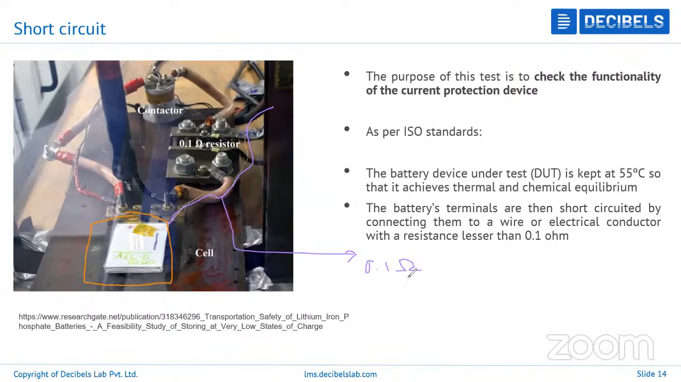Okay, so this is again as per ISO standards. It has been seen over repeated testing that 0.1 ohms or lower will cause the cell to short circuit. If you connect a low resistance wire to this particular cell terminal, it is noticed that the cell will discharge a very high amount of current through this wire. Since the resistance is very low, the cell will discharge a very high amount of current, right?